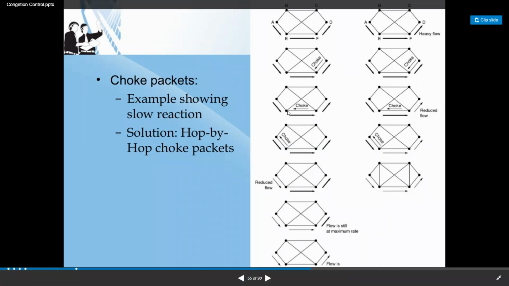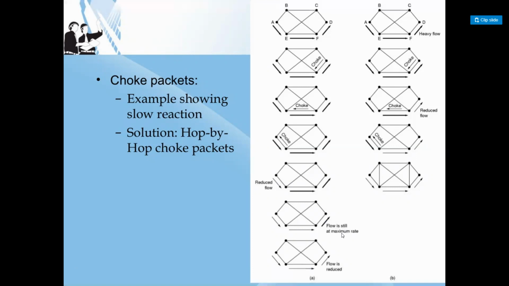F to E is the second choke packet and E to A is the next choke packet. Okay. After receiving the choke packet, what will the sender do? It will reduce the flow. Now, after reducing, the flow is still at maximum rate. That means we still have some flow of data.